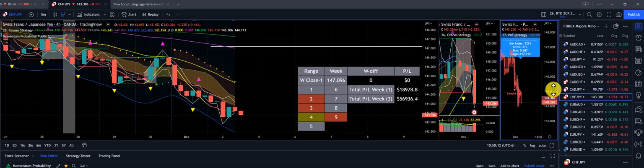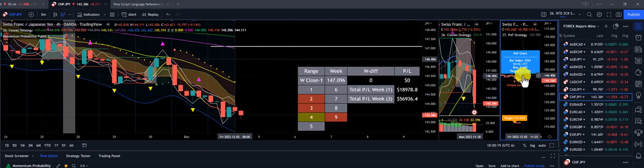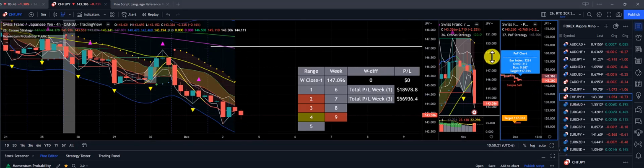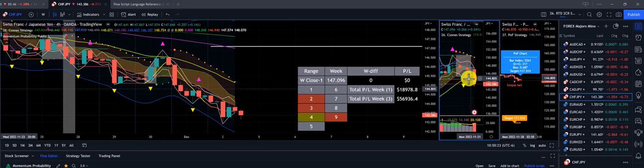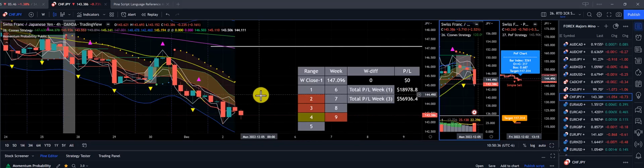Swiss franc Japanese yen. Strategic target of 117.314 to the downside. Price action below the dragon and has broken the C zone. We will be trading this next week. We didn't trade it this week. Overall momentum was to the downside.